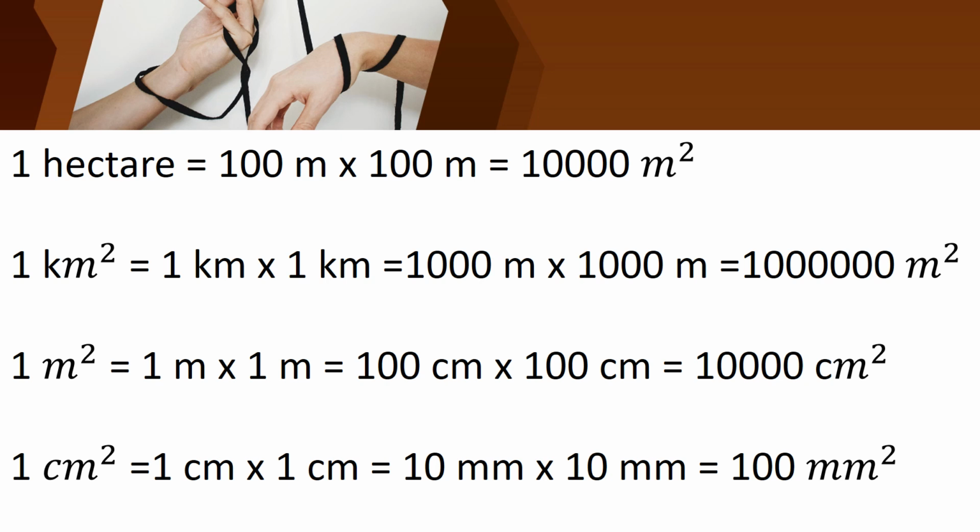So 1 hectare equal to 10,000 meter square, and 1 kilometer square equal to 10 lakhs meter square. 1 meter square equal to 10,000 centimeter square, and 1 centimeter square equal to 100 millimeter square. Children, can you all understand?